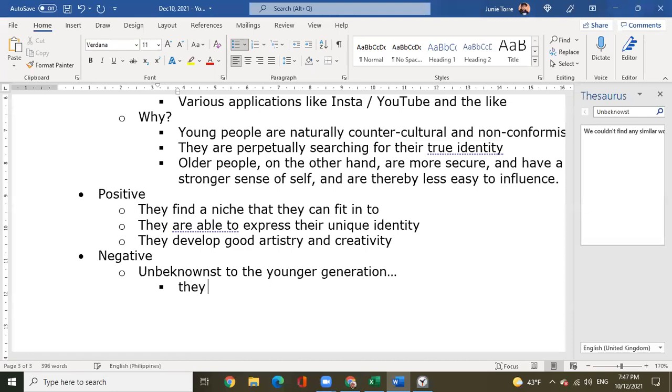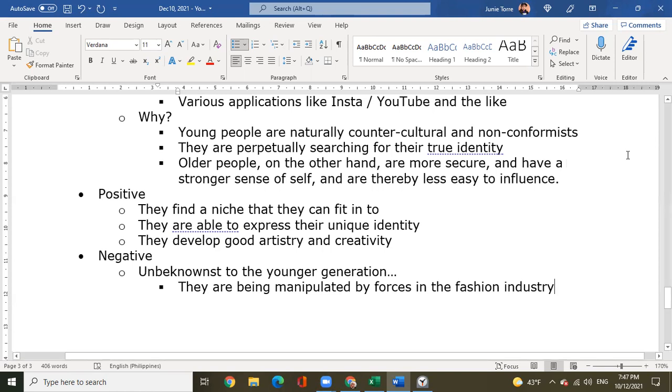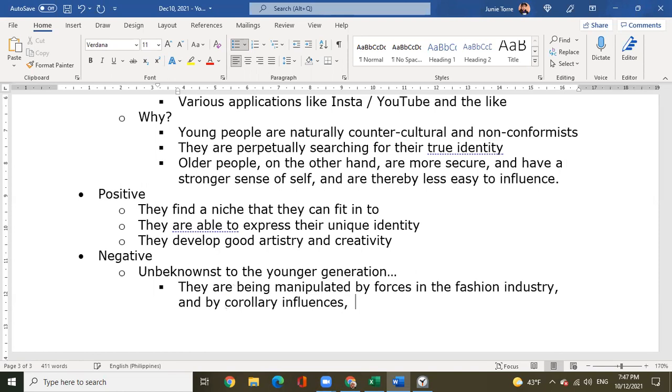There. So they are being manipulated by forces in the fashion industry. And by corollary influences there, such as celebrities and even app developers. There, okay.